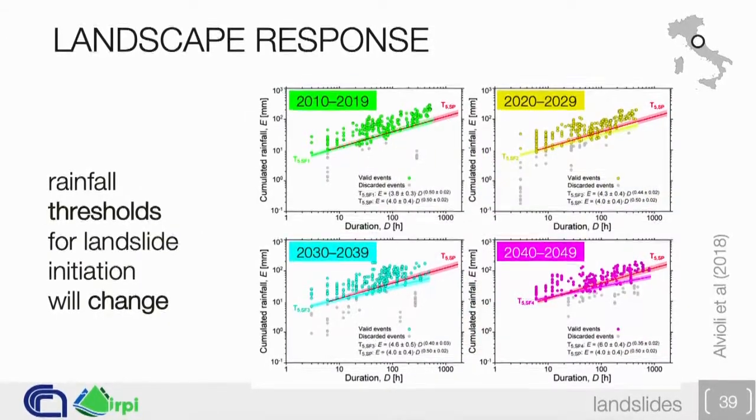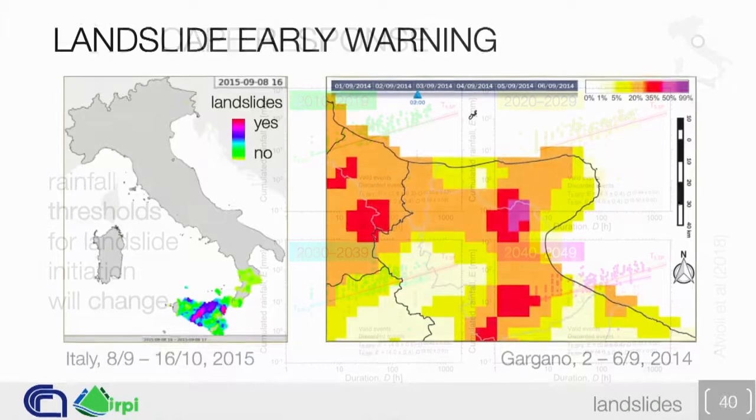However, for the second conclusion, we found that the rainfall conditions that can result in landslides, expressed by rainfall thresholds, are indeed expected to change, particularly from 2030 onward. And this is relevant, particularly for landslide early warning.